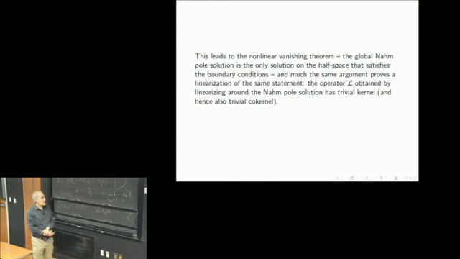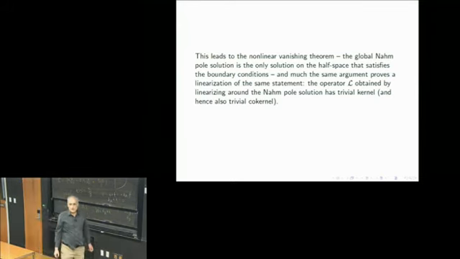So this leads to the nonlinear vanishing theorem. The global non-pole solution is the only solution on the half space that satisfies the boundary conditions. To show ellipticity, we actually wanted a linearized version of the same statement. The linearized version says that the operator L obtained by linearizing around the non-pole solution has trivial kernel. So it's actually not true that either one of those statements implies the other, but they can be proved in this context by much the same argument.